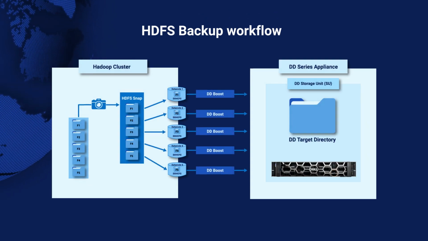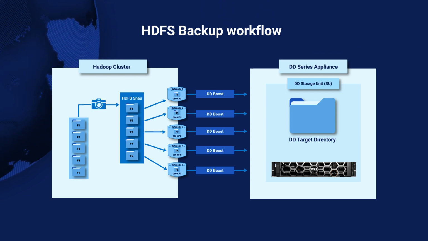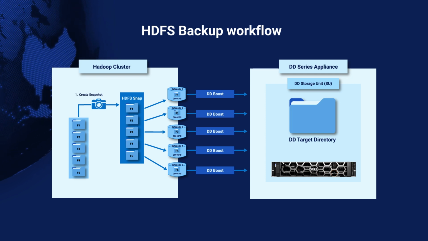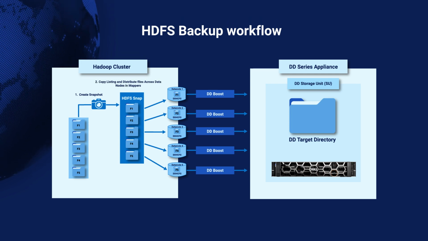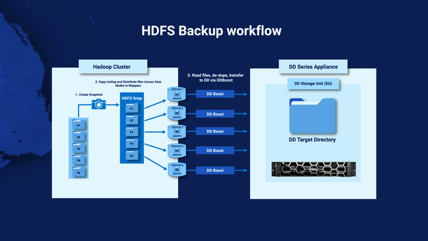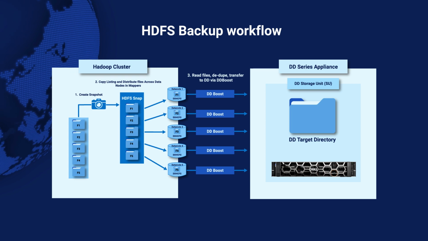Next, we will look at the backup workflow where the HDFS data on the Cloudera cluster is being backed up to the target PowerProtect DD appliance. As we can see in the image, the backup process consists of 3 steps. The first step is the snapshot creation of the HDFS directory that we mentioned as the source. The second step is where the copy listing is done and the data is evenly distributed across the data nodes of the cluster using DistCp and mappers. The last step is where we use DD Boost to deduplicate the data at the source and transfer to the target storage unit created on the PowerProtect DD appliance.